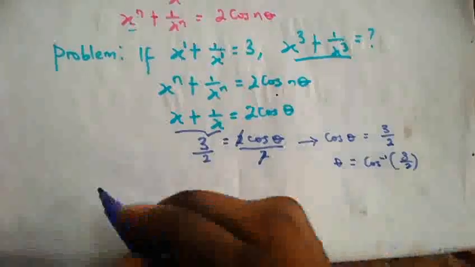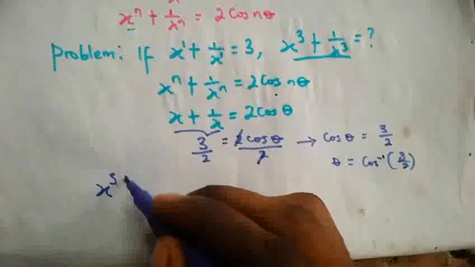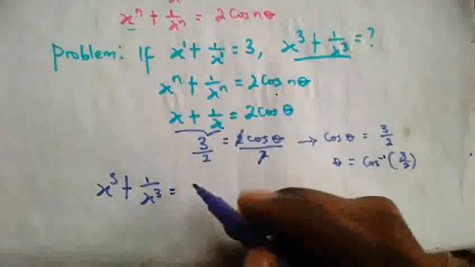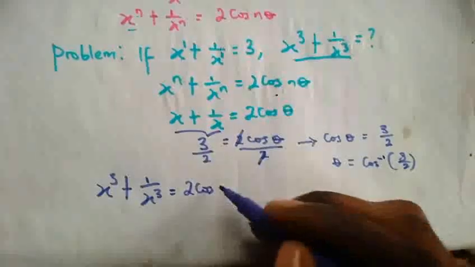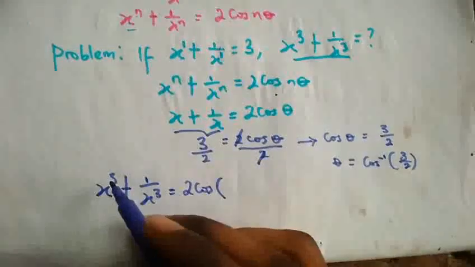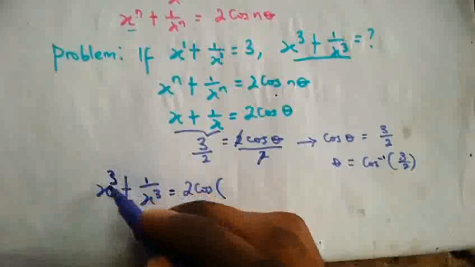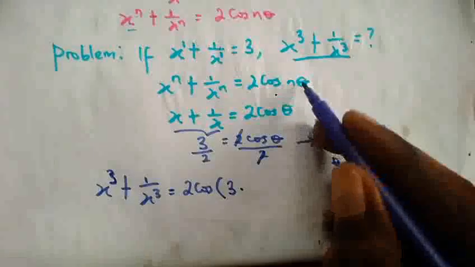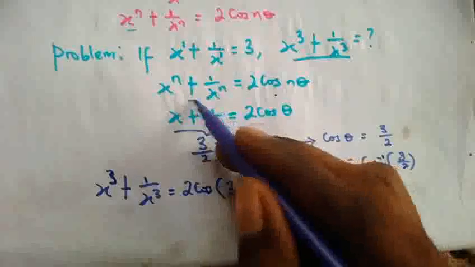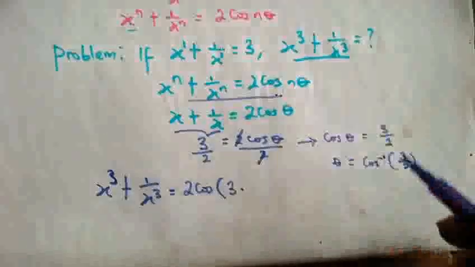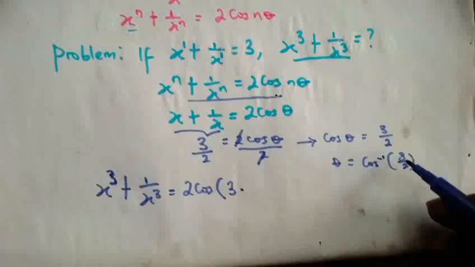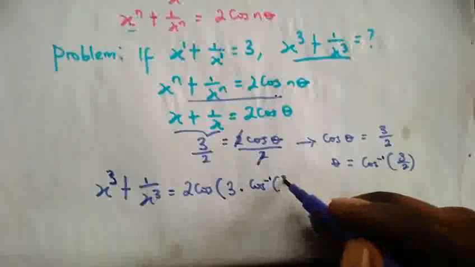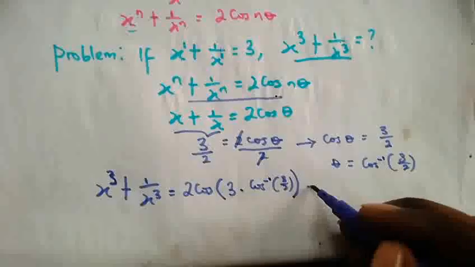We have x raised to 3 plus 1 over x raised to 3 to be equal to 2 cos, and right here n is equal to 3 because the power of x here is 3. So we have 3 times theta. Remember we're using the above formula here. Here theta is equal to the cosine inverse of 3 over 2. So we have the cosine inverse of 3 over 2, then close bracket.